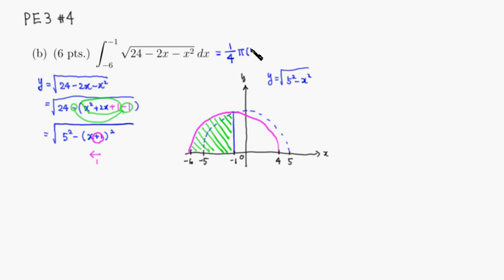In this case, the radius is 5, so 5 squared is 25, and we have pi, divided by 4. So that's the value of this definite integral. All right, that's it. I hope that this was clear.